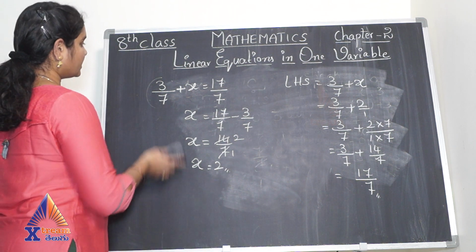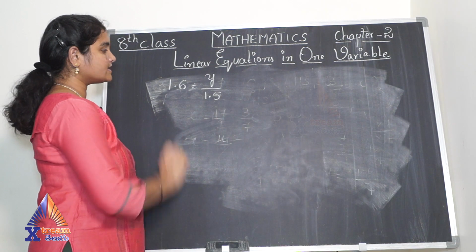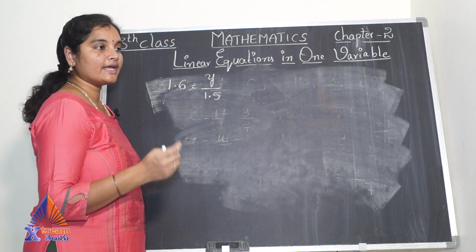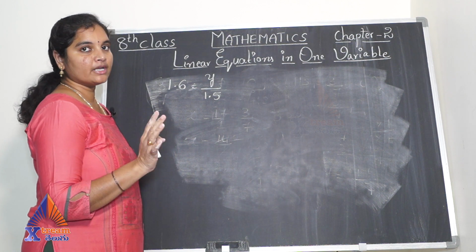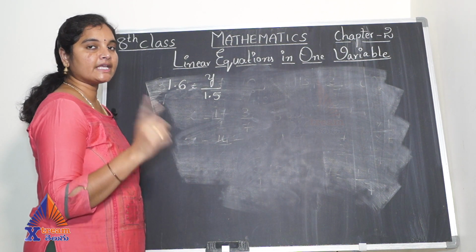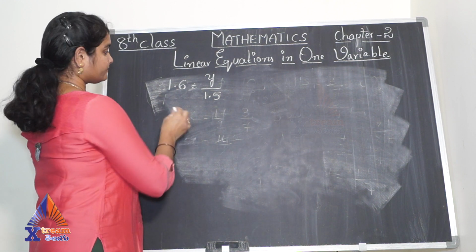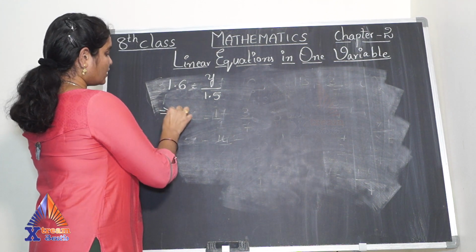Let's go for our third problem. So here is the third problem, which involves decimals. Now we have seen two cases: in one case only whole numbers were involved in the equation, the second case had fractions, and the third case we are seeing with decimals. So how do we solve this?